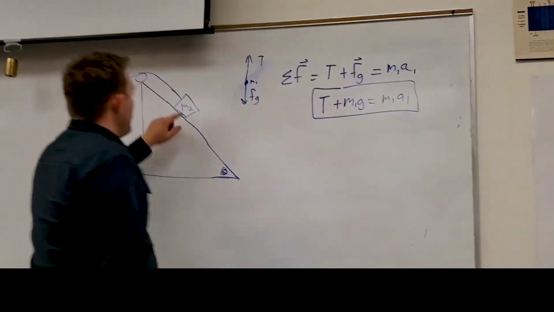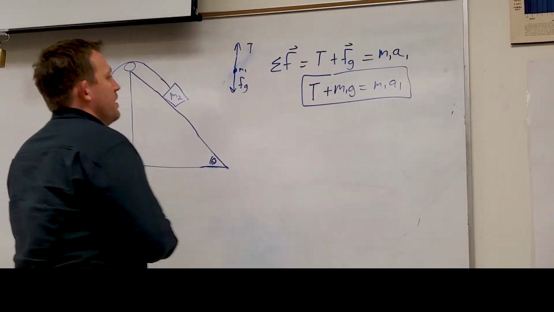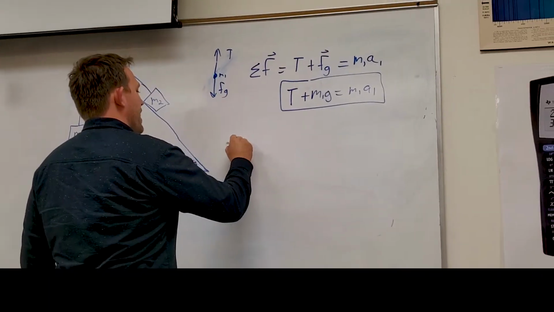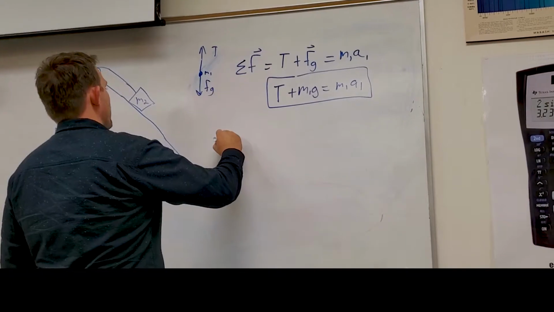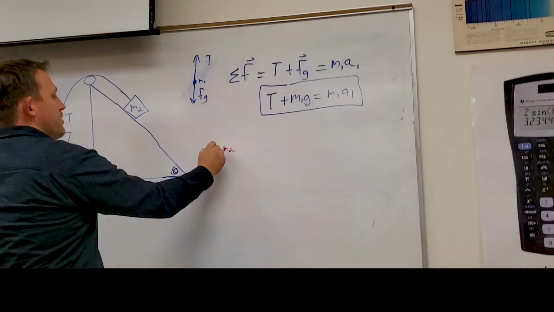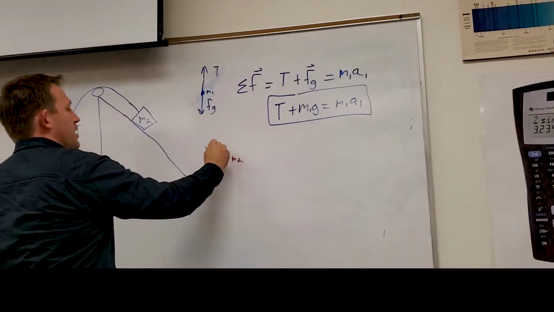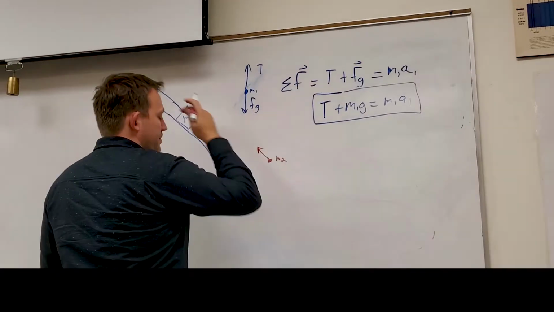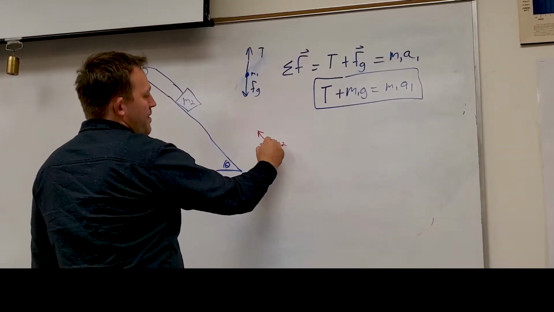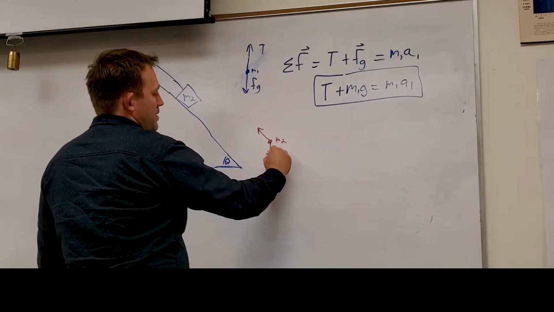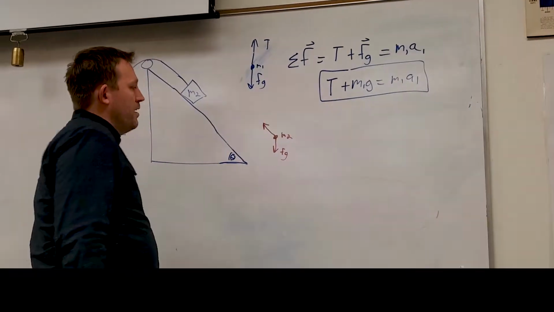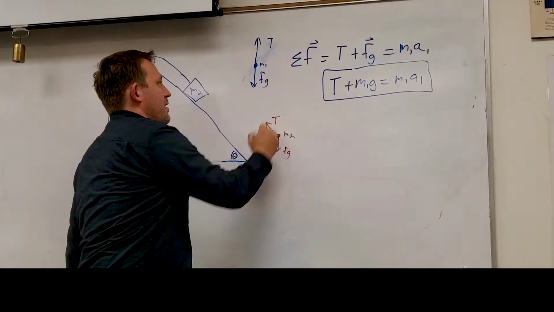All right, now let's focus on mass 2. Free body diagram for M2. There's the tension up, so I'm going to go tension this way, force of tension on mass 2, and then we're going to have the force of gravity down this way.